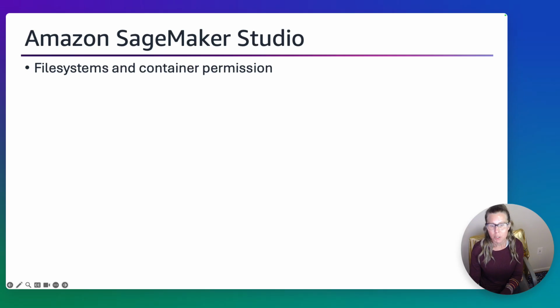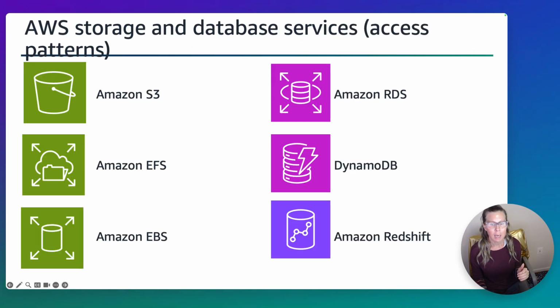Amazon SageMaker Studio uses file system and container permissions for access control and isolation of users and notebooks. And this ties back into adding security based on our access patterns. Certain services, such as Amazon S3, give you the ability to manage security for your entire buckets, but also to add controls based on specific paths or objects.